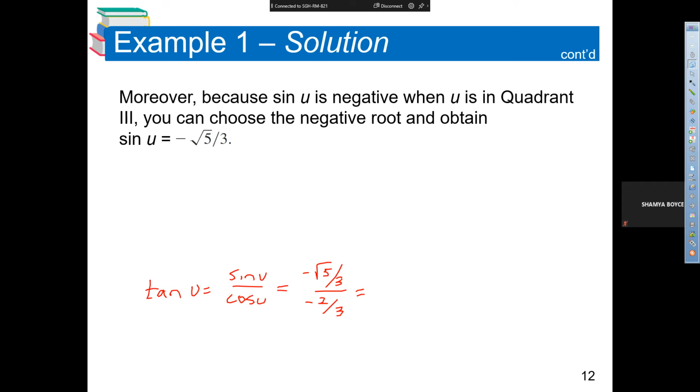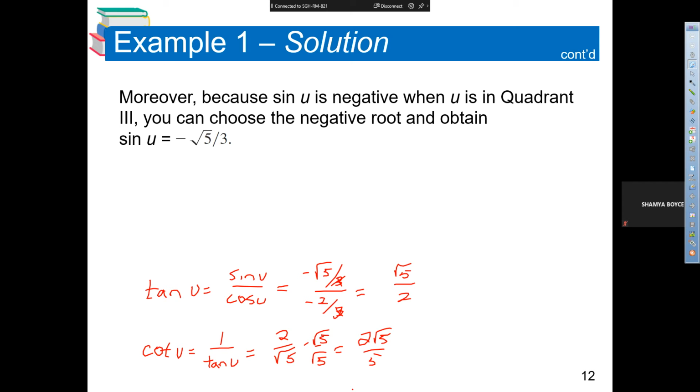So what we end up with here is, since both 3's are in the denominator, they basically cancel with each other. We got negative square root of 5 over 2. So we end up with the tangent being the square root of 5 over 2. And then we know the cotangent is the inverse. And so this is going to be 2 over the square root of 5. And then I've got to rationalize again, and I get 2 square root of 5 over 5.